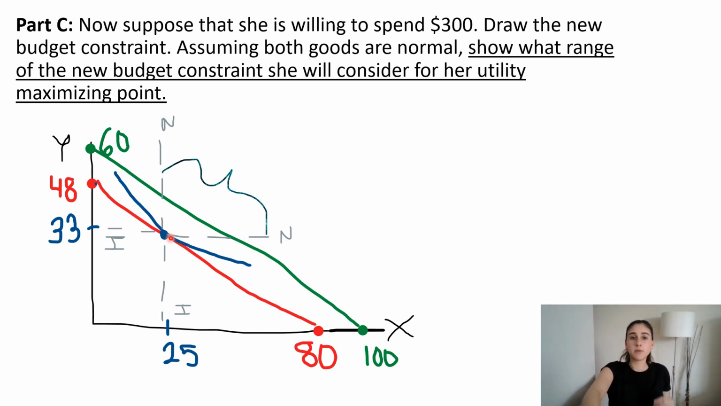On the y-axis, I will buy more because it is a normal good. Since both are normal, the range is given by this section. So my new utility maximizing point will fall somewhere here along the budget constraint. What we can conclude is that we will buy more of Y and more of X.